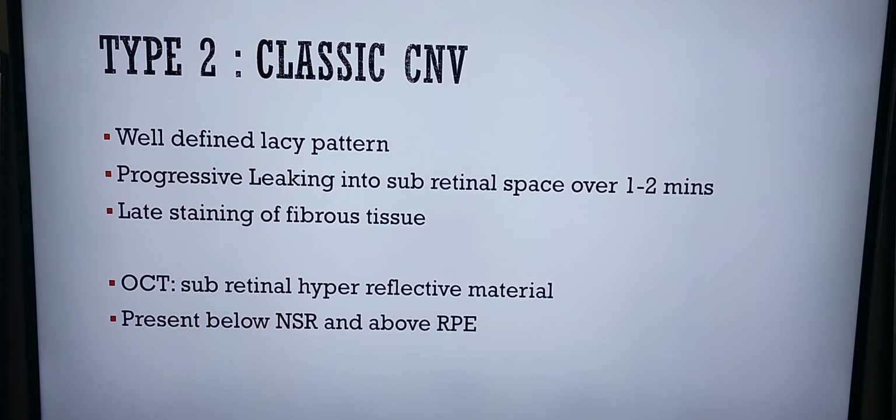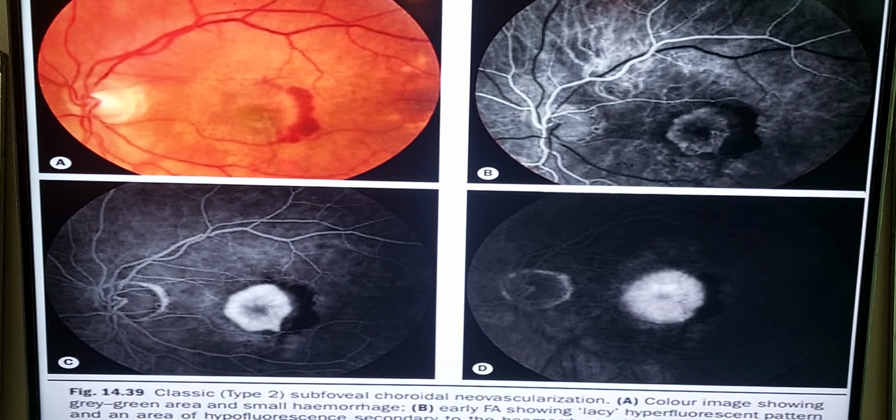Type 2, which is known as the classic CNV, has a well-defined lacy pattern, and there is progressive leaking into the subretinal space over 1 to 2 minutes, and late staining of the fibrous tissue is also present. If we look at this picture, this is the fundus photograph, where the gray-green area is shown associated with a small hemorrhage.